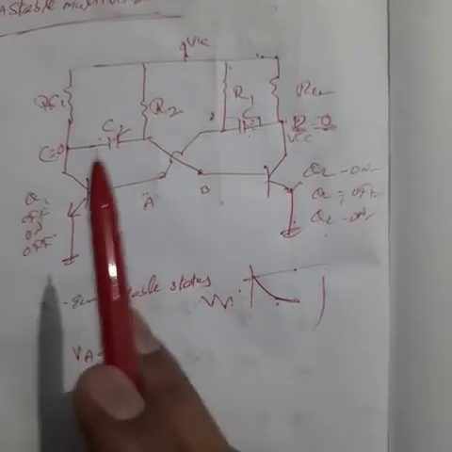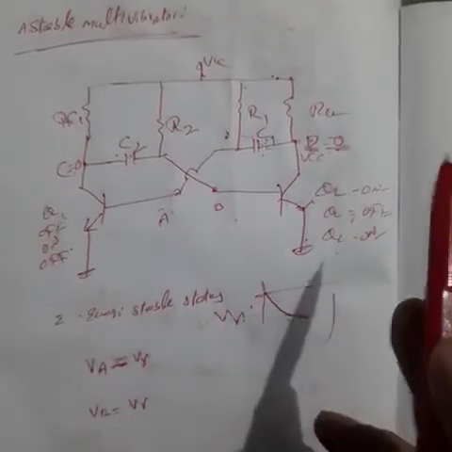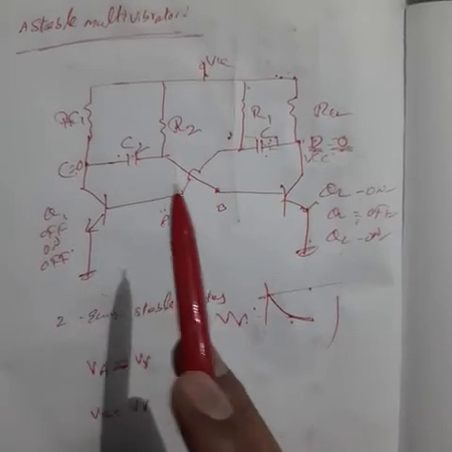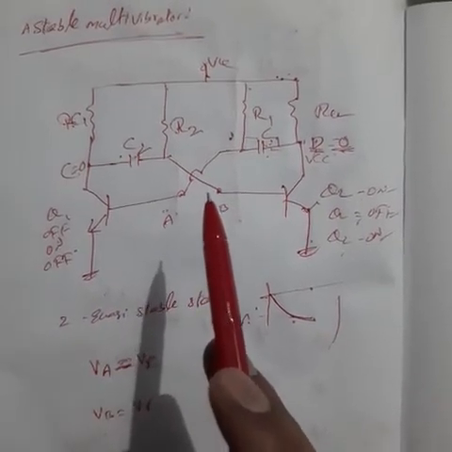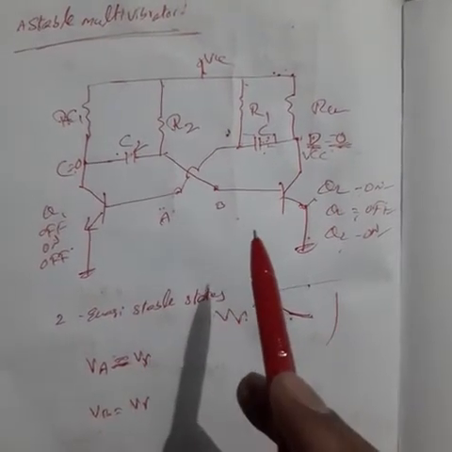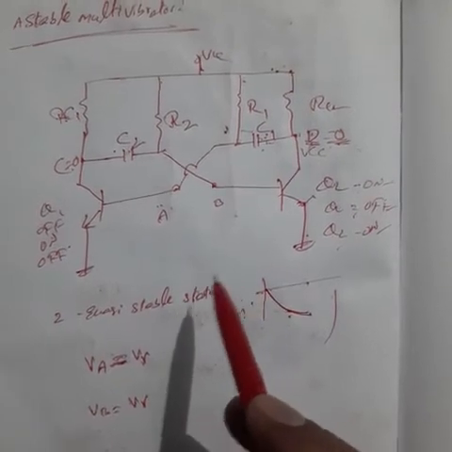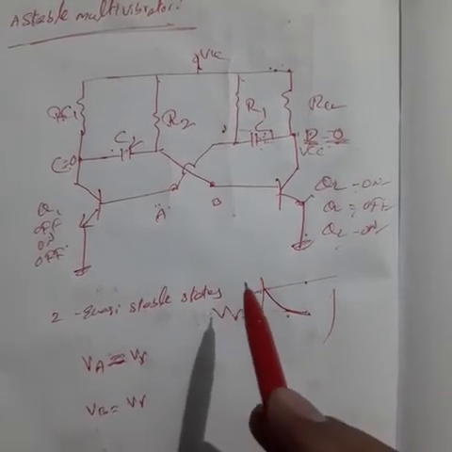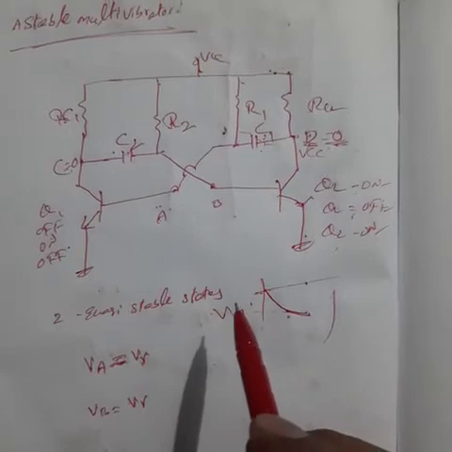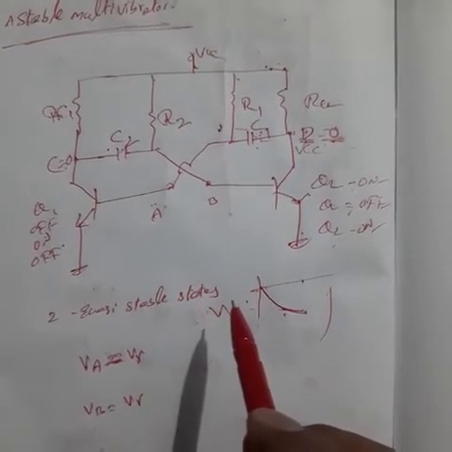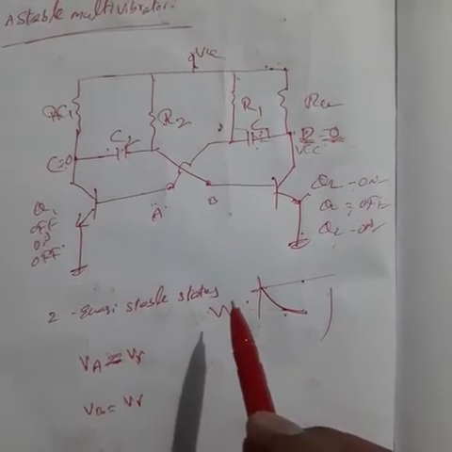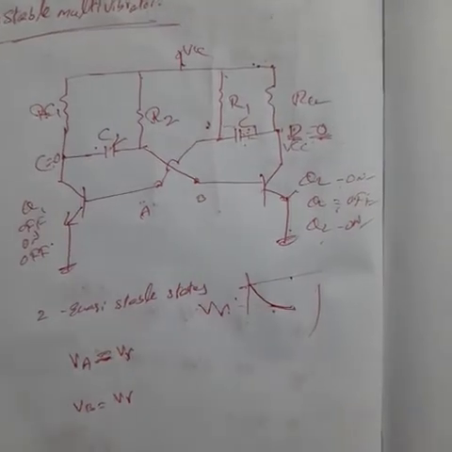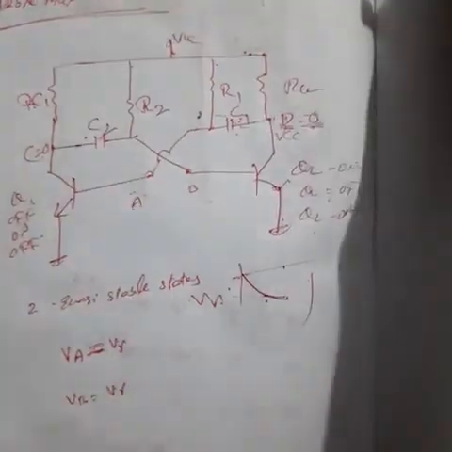So we are not applying any triggering pulse. This is also called a free running multivibrator. It generates a square waveform, so it is also called a square wave generator or free running oscillator. These are the waveforms.